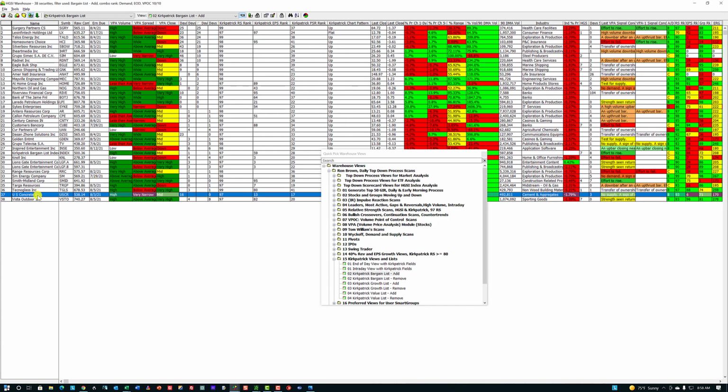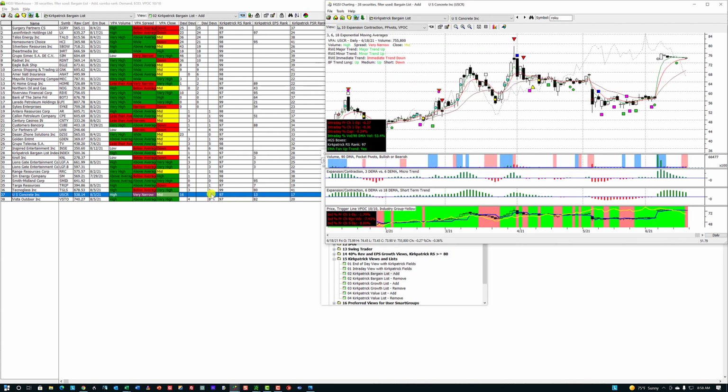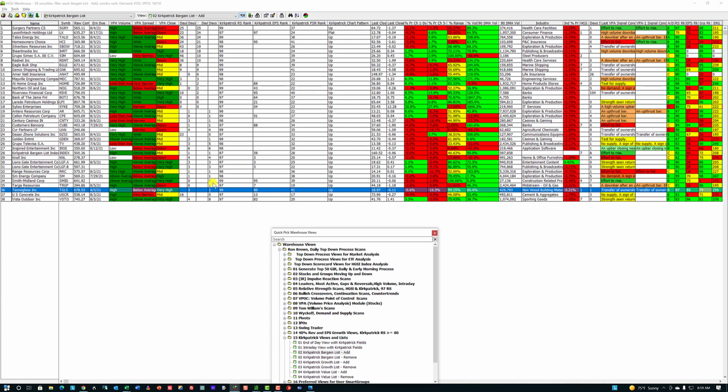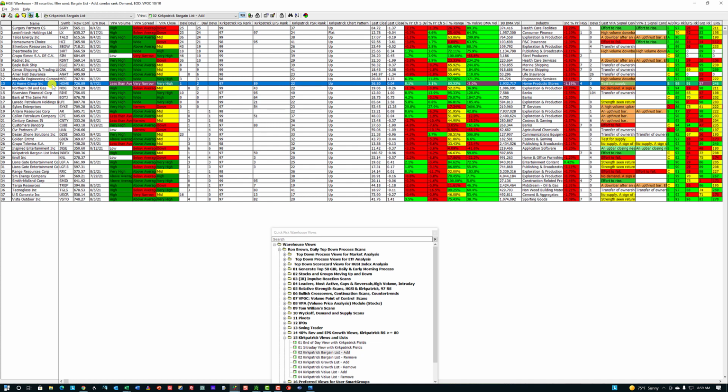Let's go down here to U.S. Concrete. The 3 crossed the 6 17 days ago. The VPOC just crossed yesterday. Actually, it crossed down. I'm sorry, I was in the wrong column. Well, it's a buyout. Doesn't matter. One more, and then I'm going to end this. Let's see. This is a 0. These are days down. I don't see a lot here.